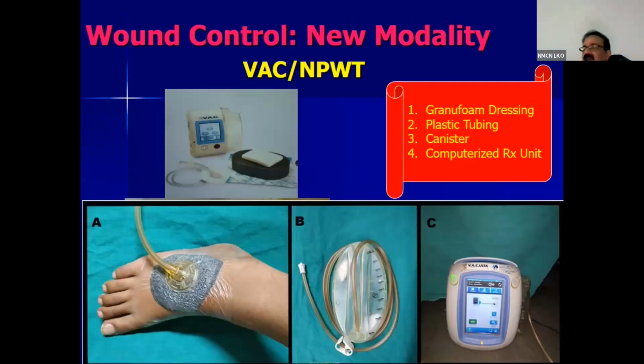And then comes a VAC and NPWT, or negative pressure wound therapy, which is now not a new modality. Now it has become a standard of care as far as chronic ulcer healing is concerned, particularly diabetic foot ulcer. In this technique, foam is put over the wound, and through a tubing, it is connected with a computerized therapy unit. There is a canister also. So whatever discharge comes, it is aspirated into the canister, and you can adjust the negative pressure with the help of this computerized unit.